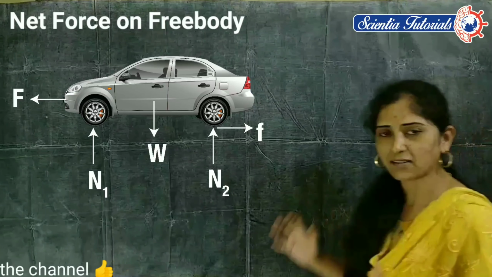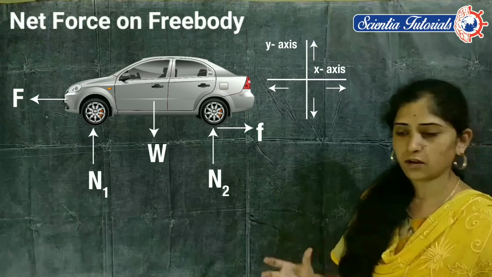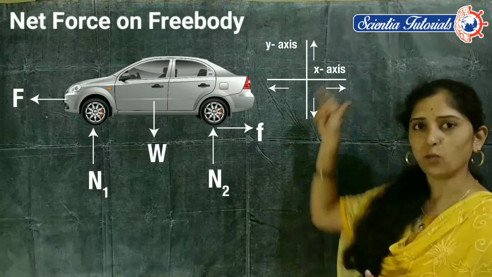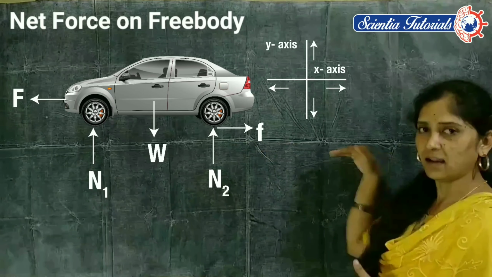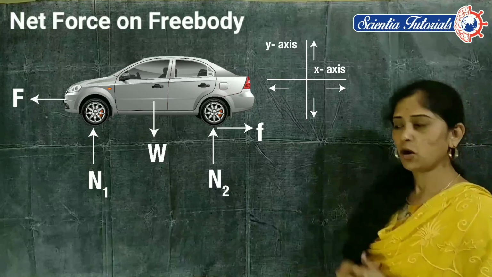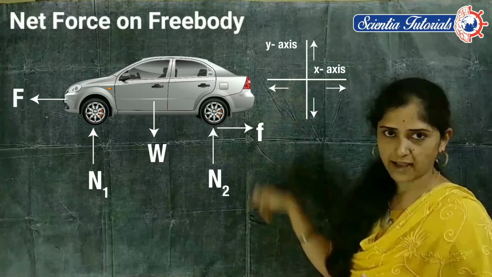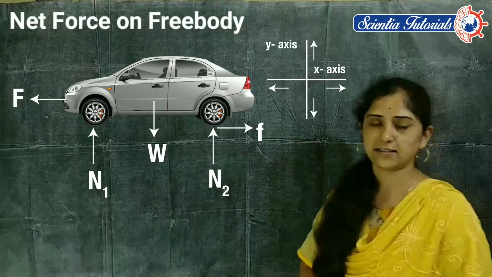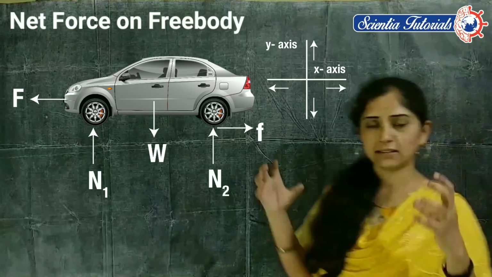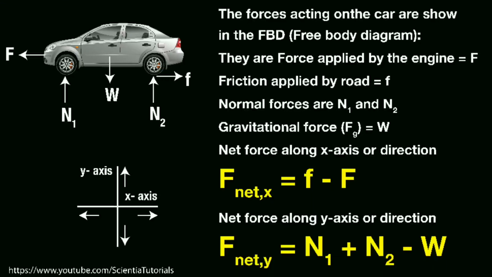Then how can we calculate the net force vertically and horizontally? If we take the coordinate system, the horizontal line is called the x-axis and the vertical line is called the y-axis. So how can we calculate the net force through the x-axis and through the y-axis? Let me discuss here how much net force acts on the car horizontally and vertically. First, horizontally, through the x-axis, what is the net force applied on the car?